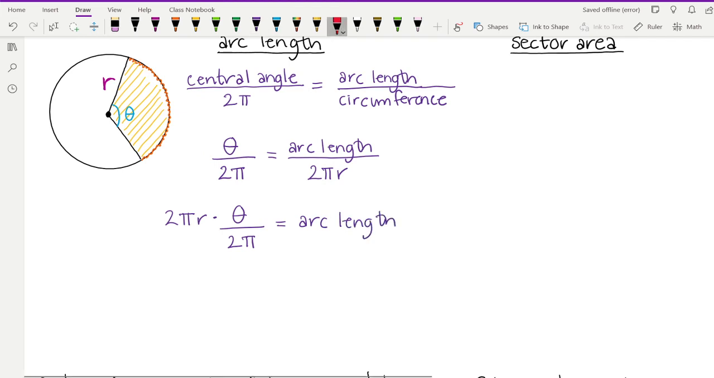And so what happens now is that some things cancel out, right? The 2 pi's cancel out with each other. And what we're left with here is that the arc length is just equal to the radius times the central angle. That is our formula.